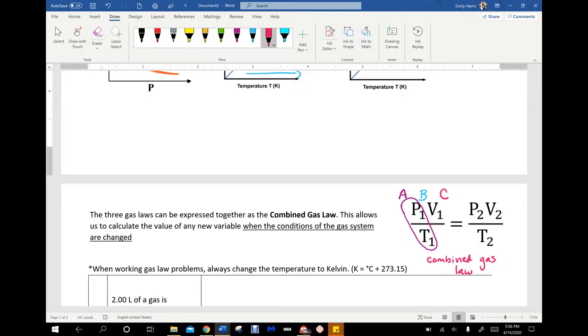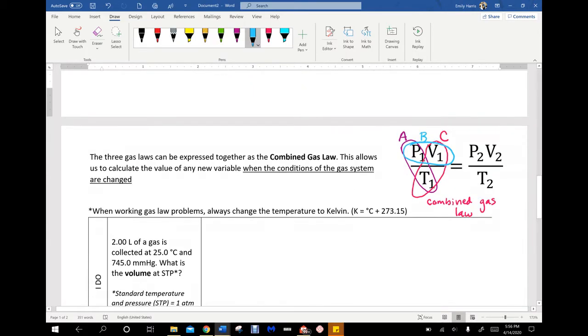If you let C stand for Charles's law and do the same thing diagonally, that gives you volume over temperature, which is the same thing as Charles's law. Then the B in the middle, if you take the 2 variables on top, pressure and volume, that gives you Boyle's law. So that's an easy memory trick to help you remember which law is which.